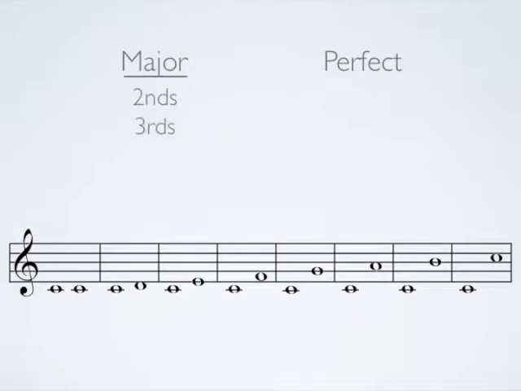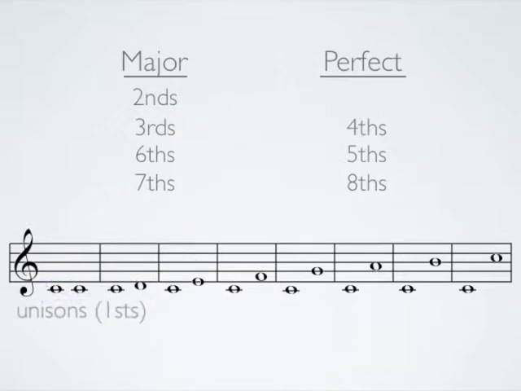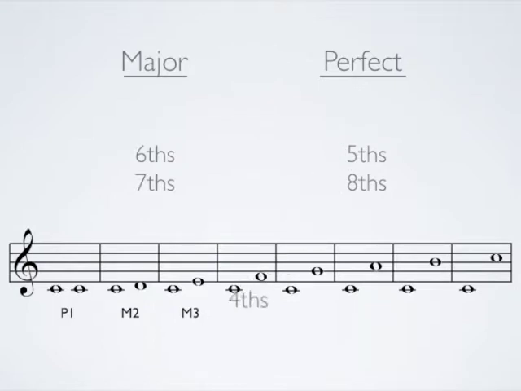We call seconds, thirds, sixths, and sevenths major. And we call unisons, fourths, fifths, and octaves perfect. So this first interval must be a perfect unison. The second and the third are both from the major column. The fourth and fifth are both going to be perfect. The sixth and seventh are both major, and the octave is perfect.